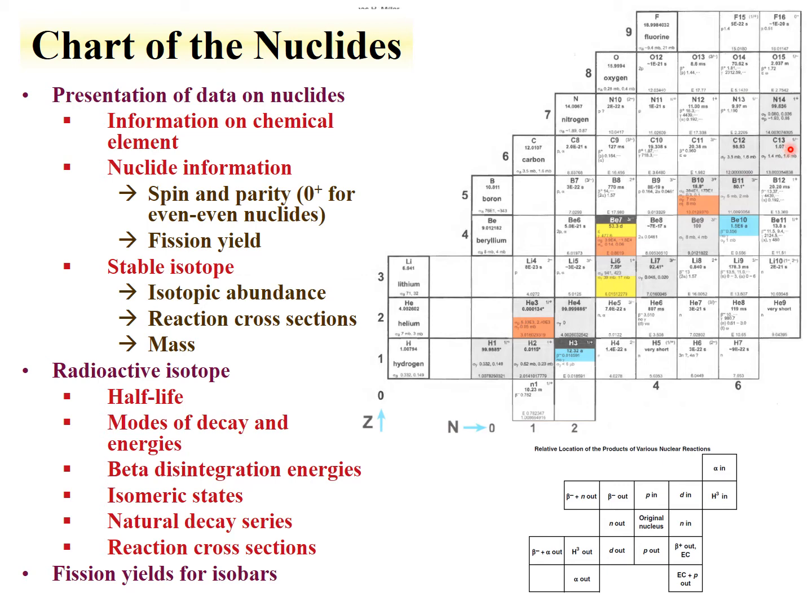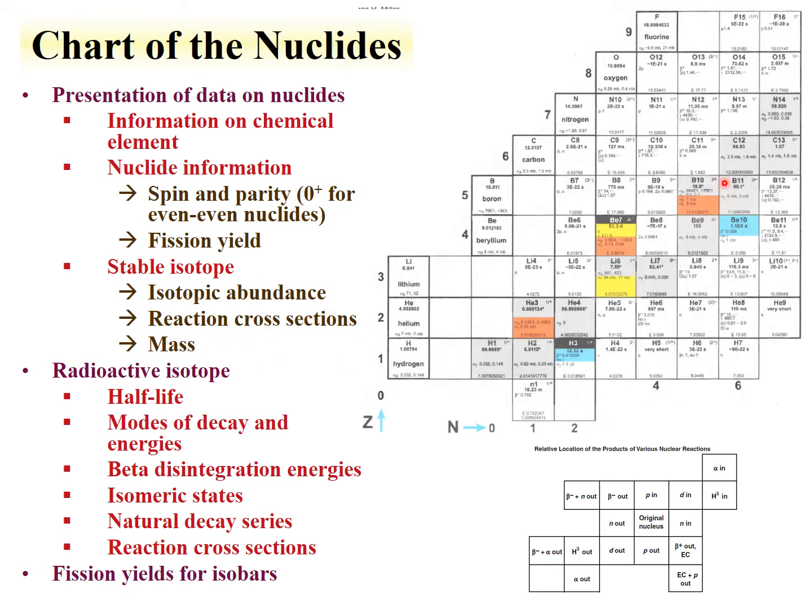Carbon-13 is 1/2-, so that's 1/2 minus, carbon-13 NMR. You can get information on fission yield, we'll show that. You can also get information for stable isotopes, for instance, isotopic abundance, reaction cross-sections, and mass.